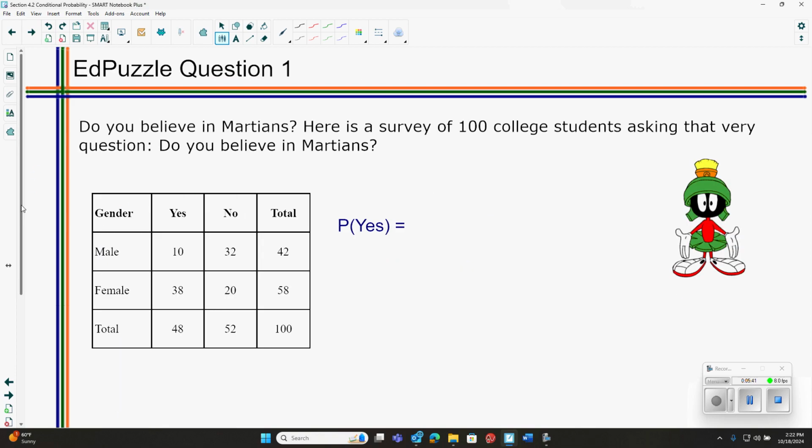Okie dokie, your turn. All right, puzzle question number 1. Do you believe in Martians? Here's a survey of 100 college students asking that very same question. Do you believe in Martians? Please calculate the probability of those who said yes. Alrighty, moving on. So the total number of yeses, if we look here, is 48 out of 100. That's the probability of yes occurring.